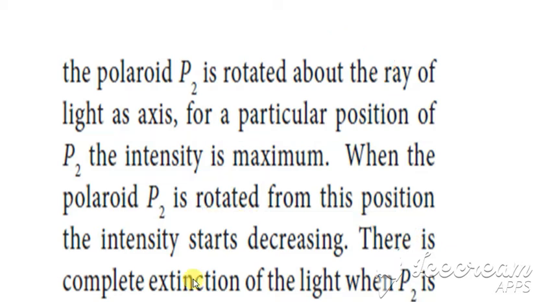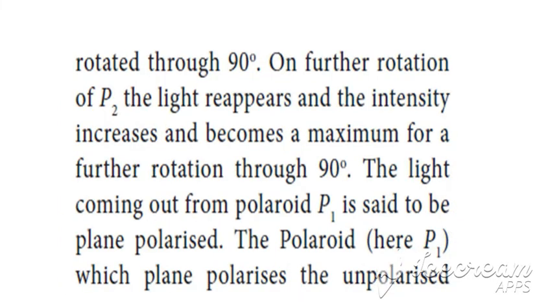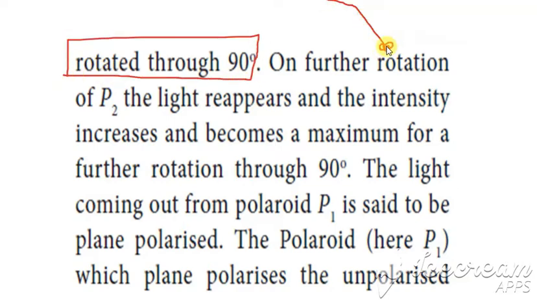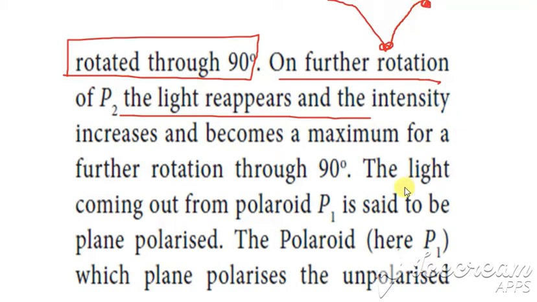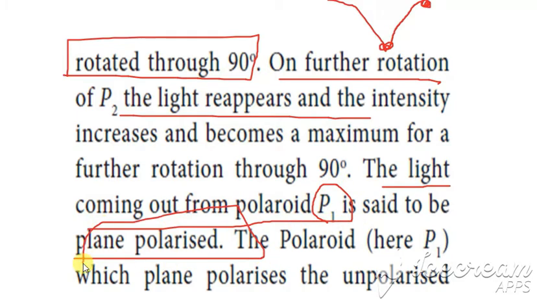There is a complete extinction of light, meaning there is no light, when P2 is rotated through an angle of 90 degrees. At 90 degrees it is 0, so we will not have any light. On further rotation, the intensity increases and again reaches a maximum. Clear? So the light which is coming out of P1 is said to be plane polarized.